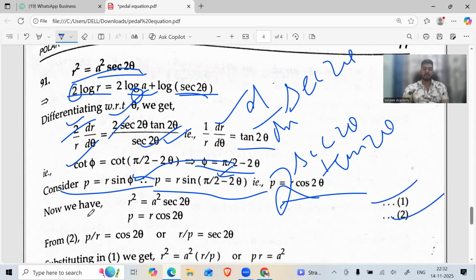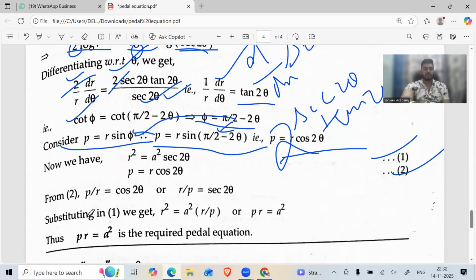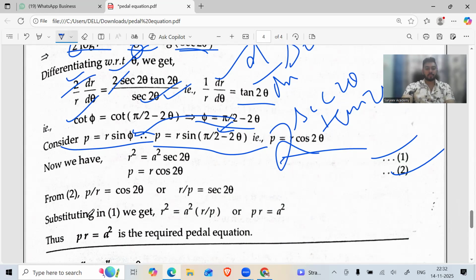Equation 1 and equation 2, we will eliminate theta. Same procedure only. I'm not doing anything different here. Now this is pretty much simple. Because what is sec 2 theta? 1 by cos 2 theta, right?